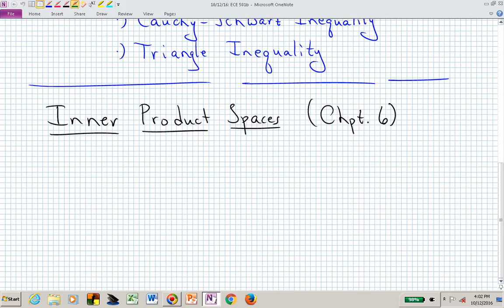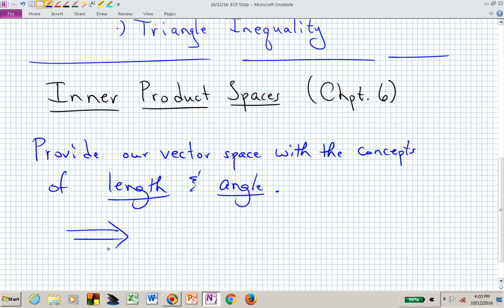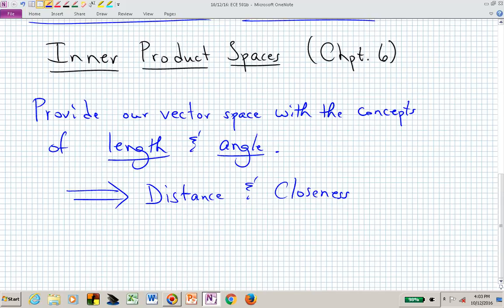So let's look at inner product spaces, which is Chapter 6. And this is now going to provide our vector space. Let's say we just pull out a vector space. Now we have a vector space with the concepts of both length and angle. Or another way of thinking of that could be, now we could talk about distance when we're talking about vectors, and maybe the closeness of two vectors or multiple vectors if we now are talking about angles. What angular separation is there between these two vectors?